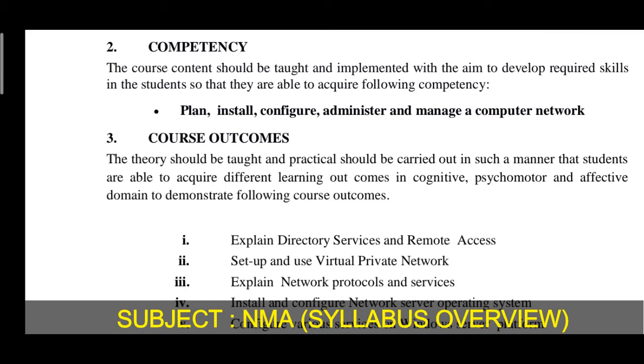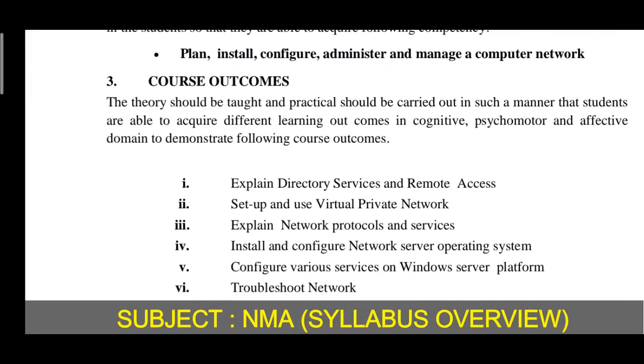So what are course outcomes? Whenever you study network management and administration, what are the outcomes of this course? They are included in the course outcomes. The theory should be taught and practical should be carried out in such a manner that students are able to acquire different learning outcomes in the cognitive, psychomotor and affective domains to demonstrate the following course outcomes. First of all, explain directory services and remote access.